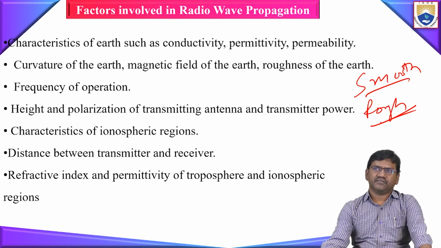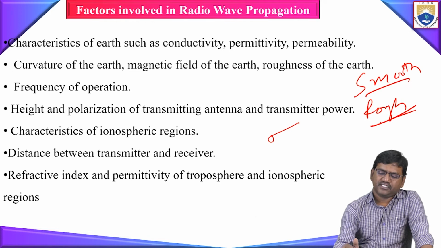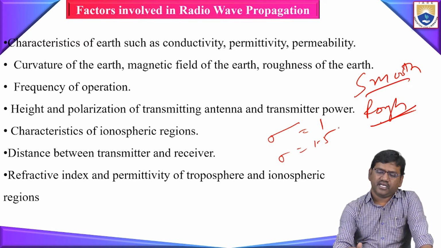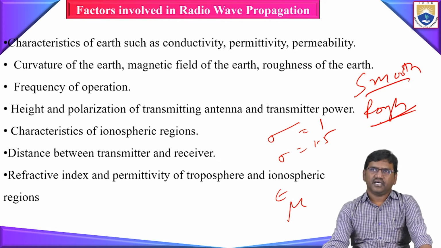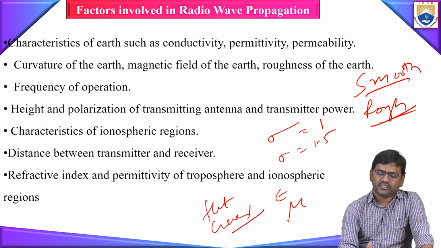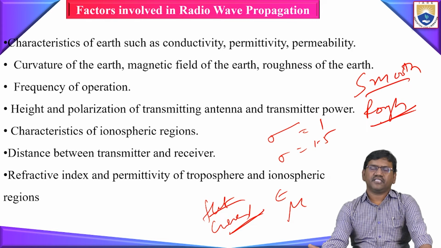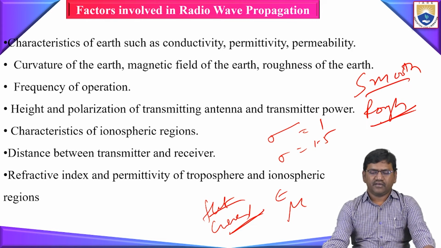And hence the signal strength will be reduced. That means the conductivity at one region is 1, and the conductivity in another region may be around 1.5. Similarly, the permittivity epsilon and the permeability mu also vary with respect to the surface of the earth. So earth can be regarded as flat and also as curved. So we have two types of earth. At one surface we have a flat earth, at another surface we have a curved earth.